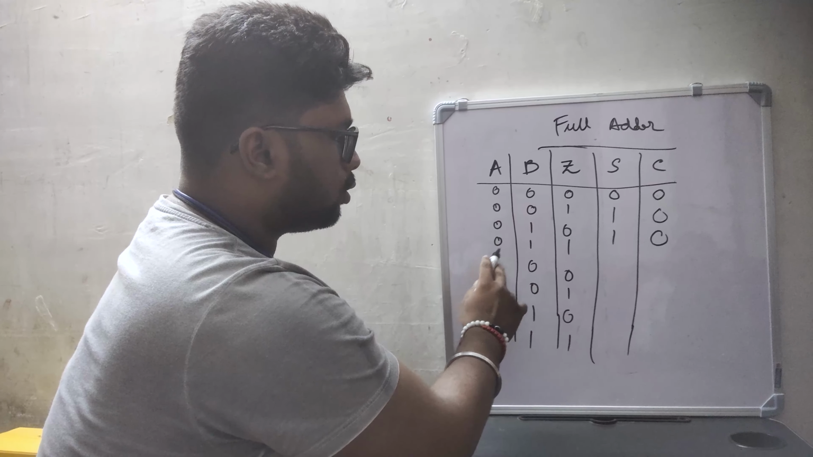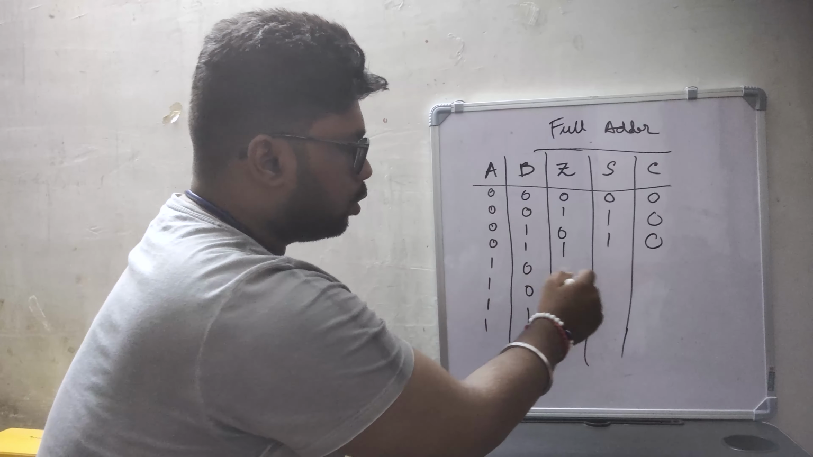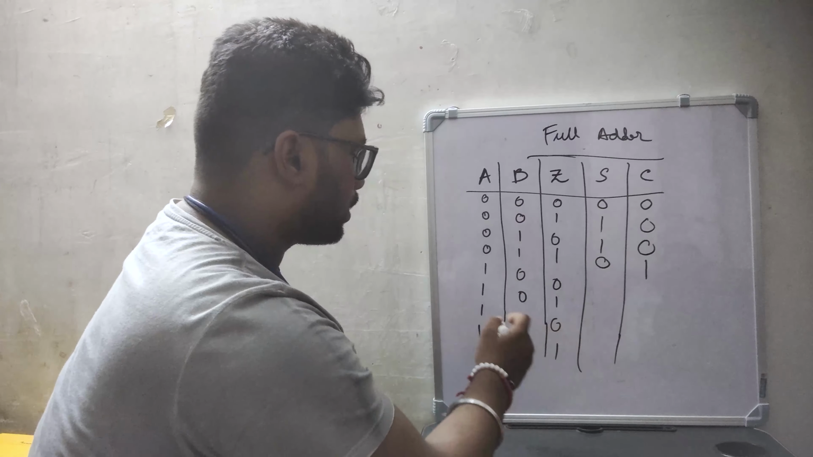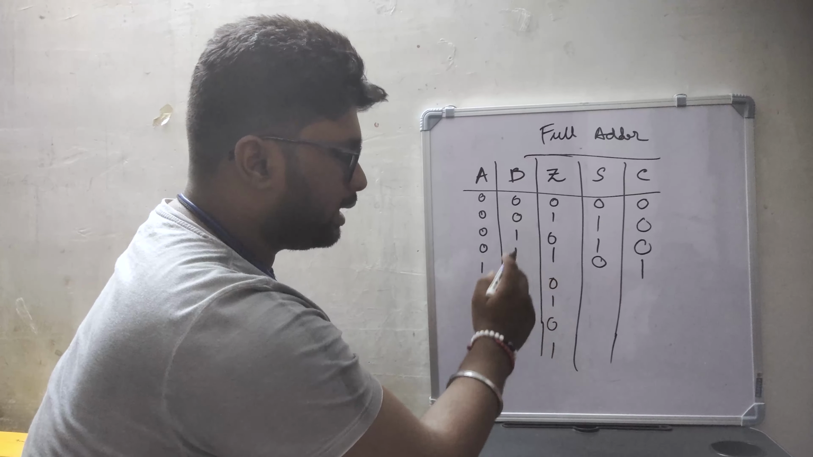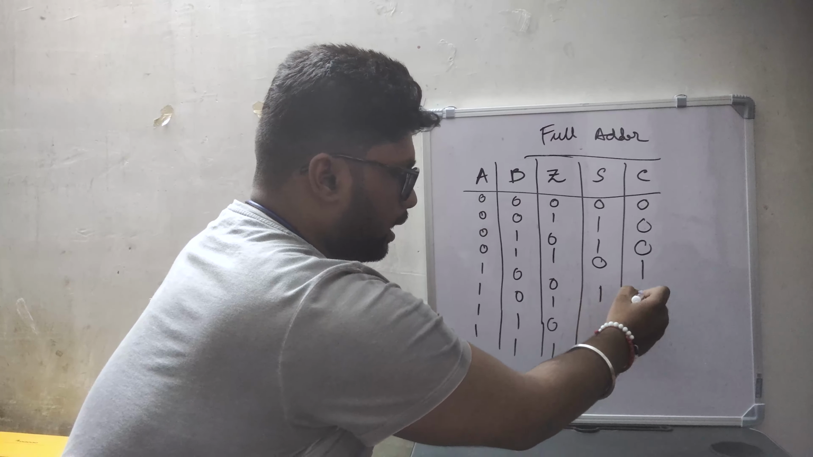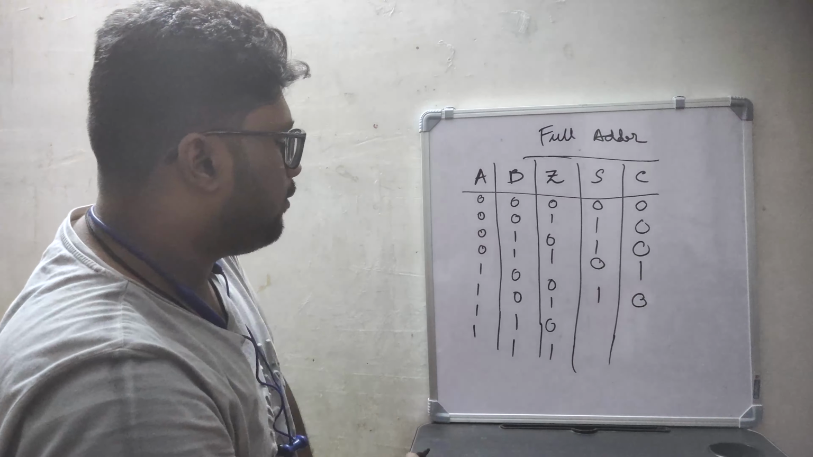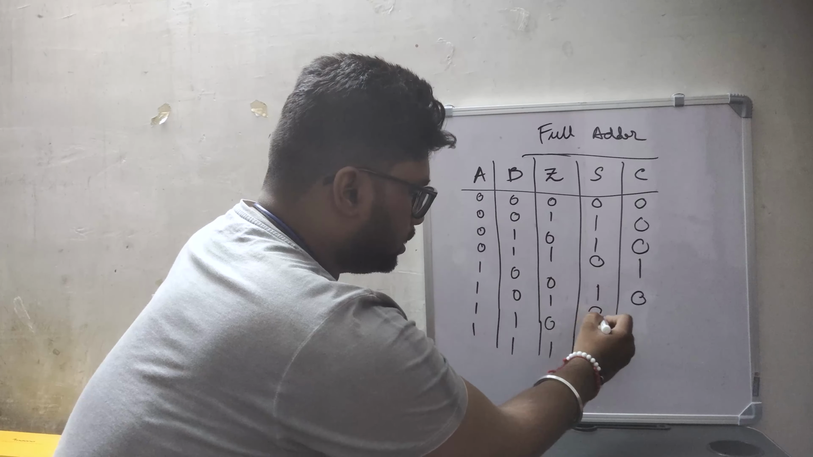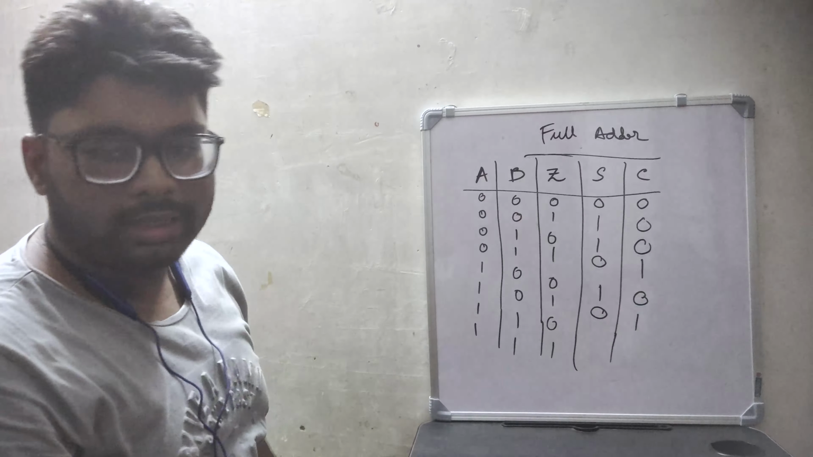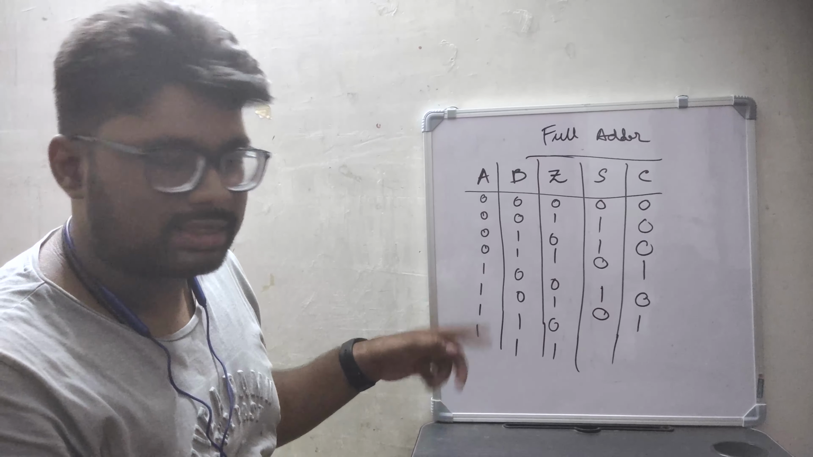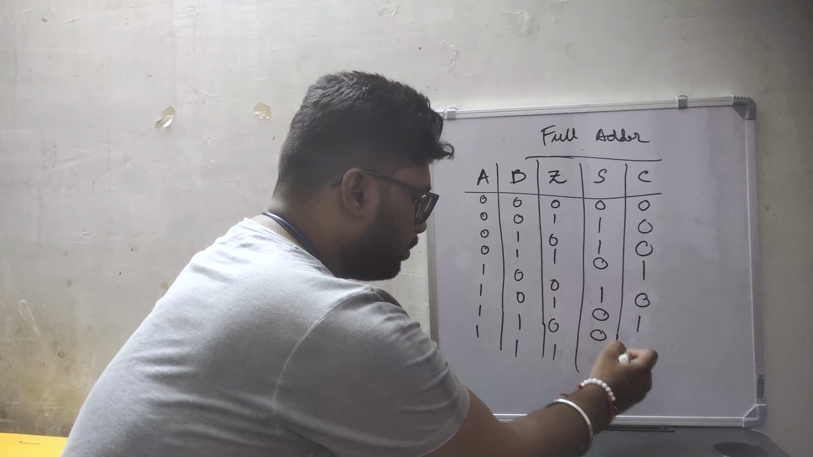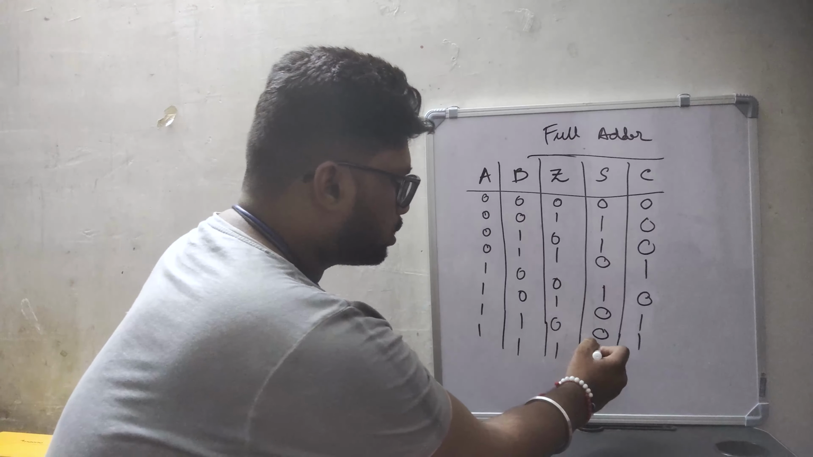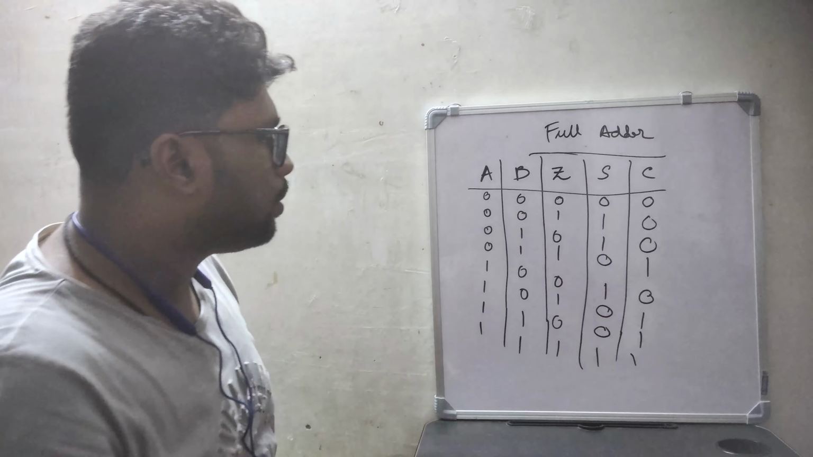Now there's A is 0, but B and Z both are 1. So what we are going to get is sum as 0 and carry as 1. Next, A is 1 and B and Z are 0. So it will be 1 and 0 carry. Then we have A as 1 and Z as 1 but B is 0. So we are going to get 0 and 1 over here. Next, once again, A is 1, B is 1 and Z is 0. So we are going to get the same result. And lastly, when all three are 1, we will get both sum and carry as 1.